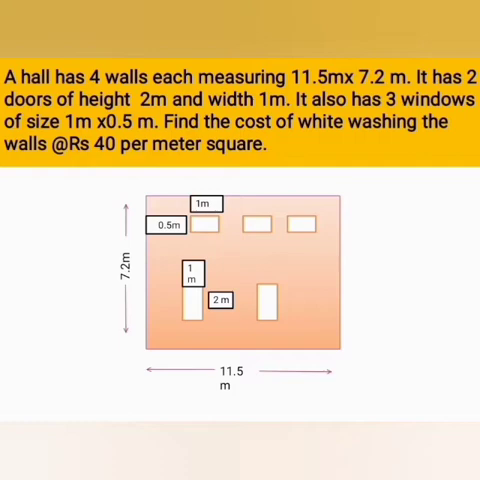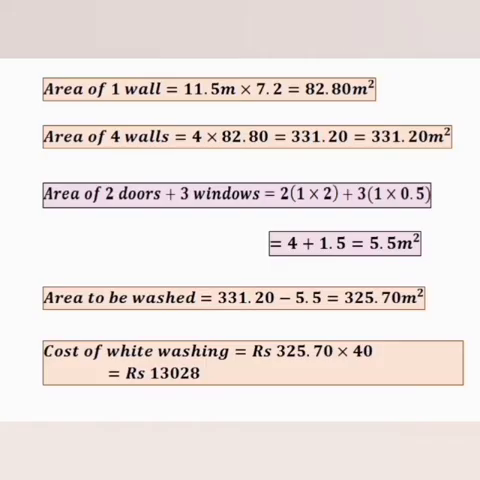Let's start with this. Area of 1 wall is equal to 11.5 meter multiplied by 7.2 meters, that is 82.80 meters square. Area of 4 walls is equal to 4 multiplied by 82.80, which is 331.20 meters square. After that, we'll find the area of 2 doors plus 3 windows, that is 2 into 1 ×2 plus 3 into 1 × 0.5, that is 4 plus 1.5, which is equal to 5.5 meters square.